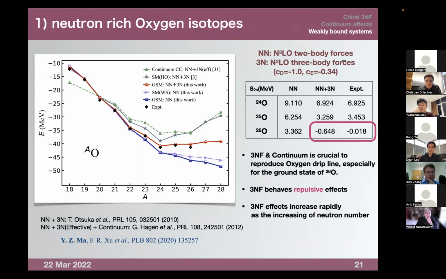in ab initio calculations. Yeah, and this is actually very important as we see in the figure, right? Because adding continuum makes the system more bound, while three-body forces, standard three-nucleon chiral forces, are repulsive for those neutron-rich nuclei. So there is a very subtle interplay between those two effects.